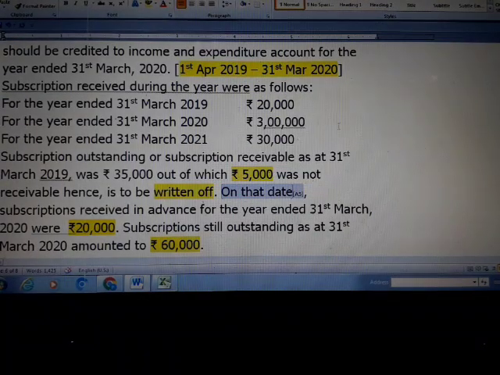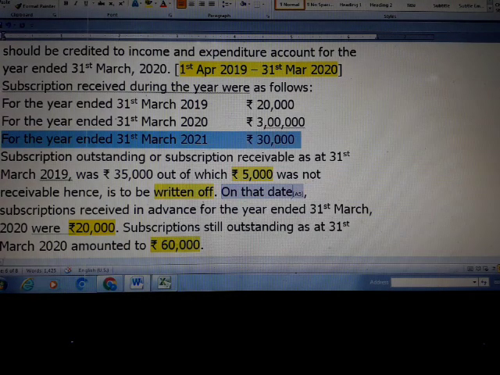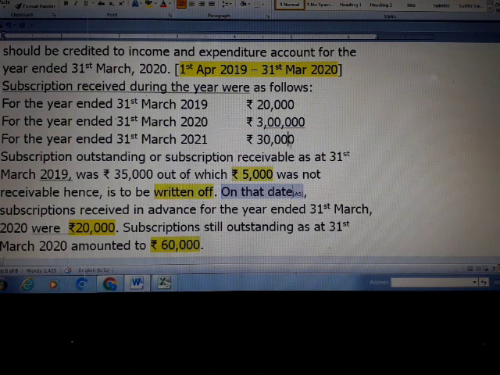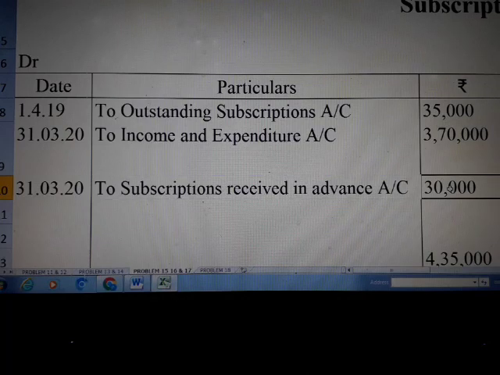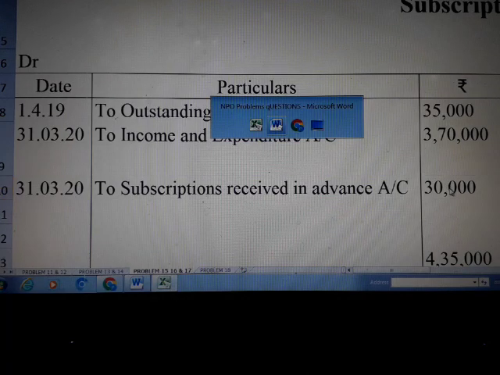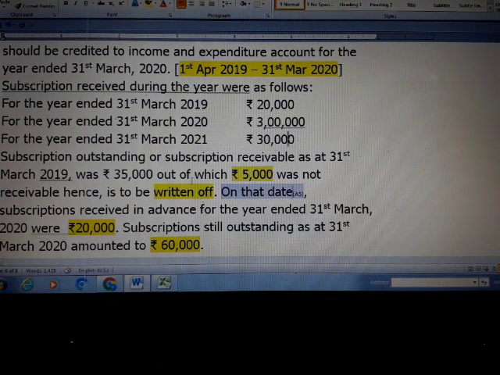Followed by this, the current year I have received 30,000 subscription as advance. That should be minus. So I have brought even that subscription which I have to minus. Got it? Right. But it is said very clearly over here, an amount of 5,000 is to be written off. So what I have to do? This 5,000 I should show in my subscription account right now. Where will I show this amount of 5,000? I should show this amount of 5,000 on my credit side.